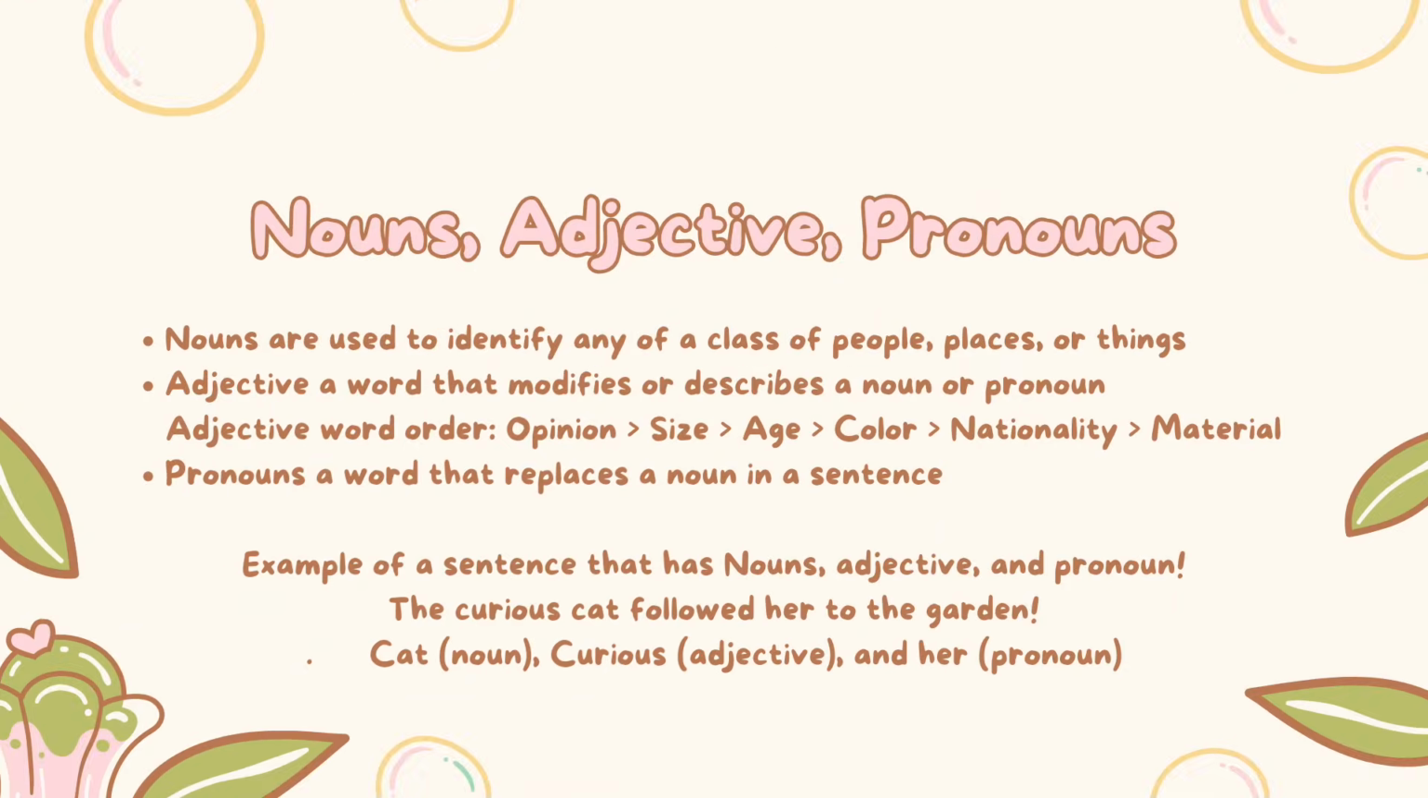Now next up is nouns, adjectives, and pronouns. It's very simple. I have explained earlier what nouns and pronouns are, so I don't need to explain it again, but I will be explaining adjectives. What is an adjective? An adjective is a word that modifies or describes a noun or pronoun. This is our adjective order: opinion, size, age, color, nationality, and material. An example of a sentence that involves a noun, adjective, and pronoun is: the curious cat followed her to the garden. Of course, the noun is cat, the curious is the adjective, and her is the pronoun.